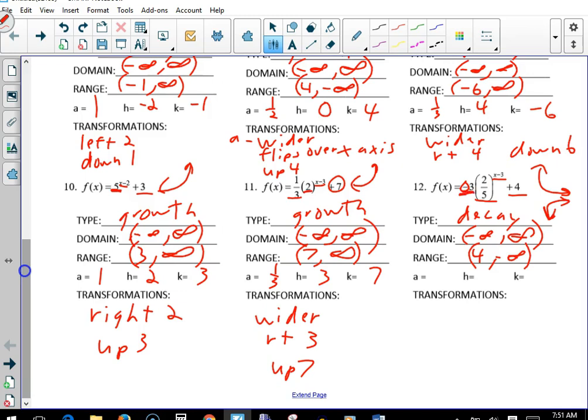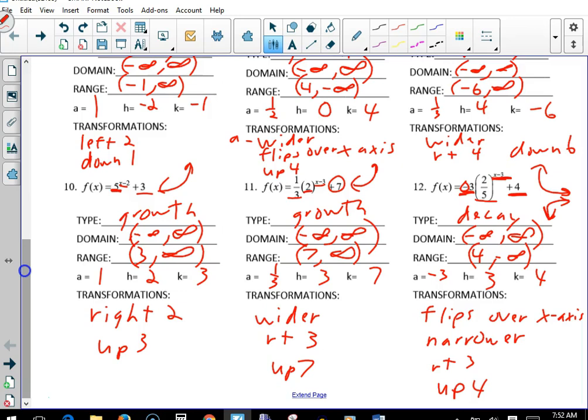A is that negative 3 right there, which means it flips over X axis, and it is narrower because of the 3. H, we get from right here, X minus 3, so that means right 3, and the plus 4 is our K, and that is up 4.